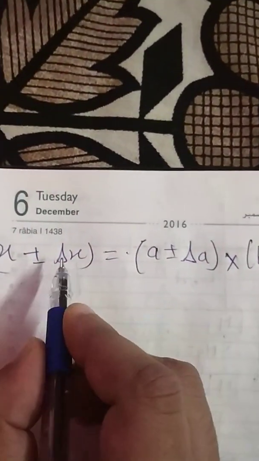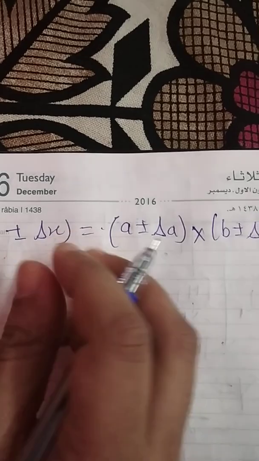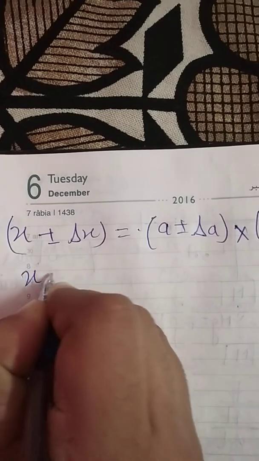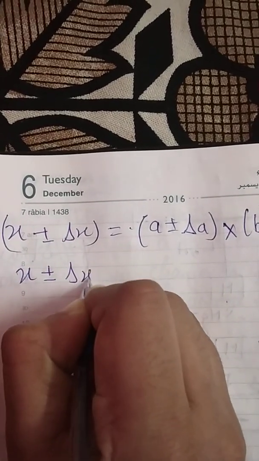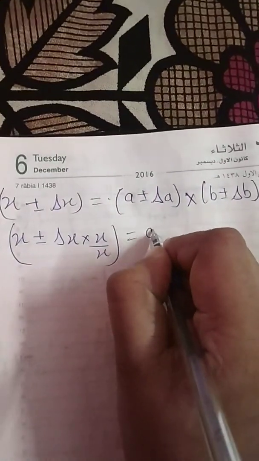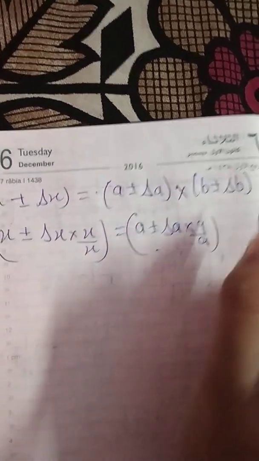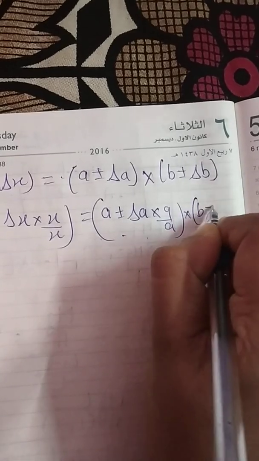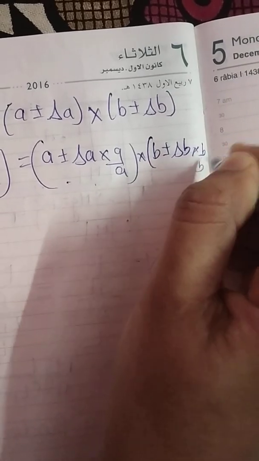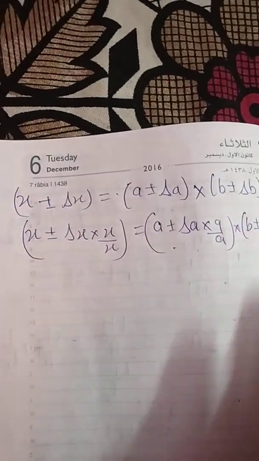Fine. Now students, can I do one thing? Can I take out A and B as common? Because A and B are my main measured values. So can I write equation 1 like this? X plus minus delta X multiplied by X upon X is equal to A plus minus delta A multiplied by A upon A. Similarly for B, B plus minus delta B multiplied by B upon B, both numerator and denominator. You will wait for a few minutes. In a few minutes you will get why I am doing so.